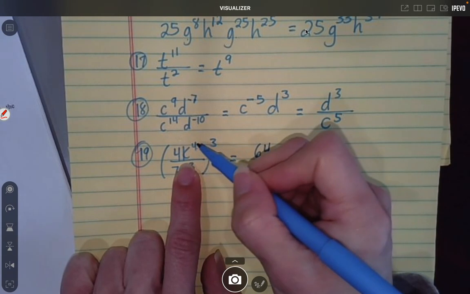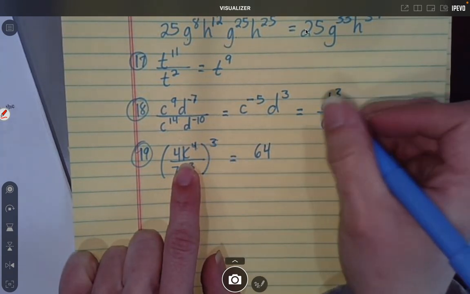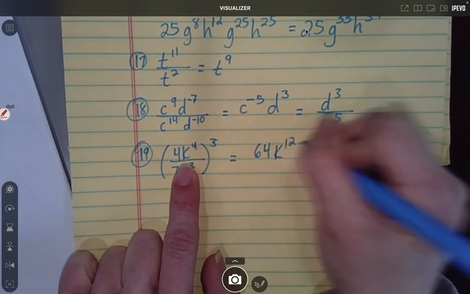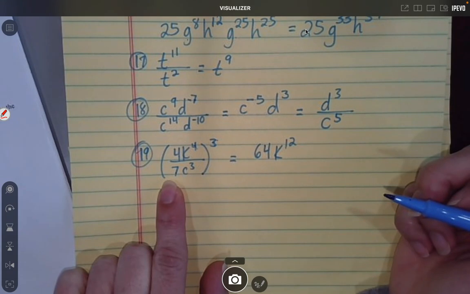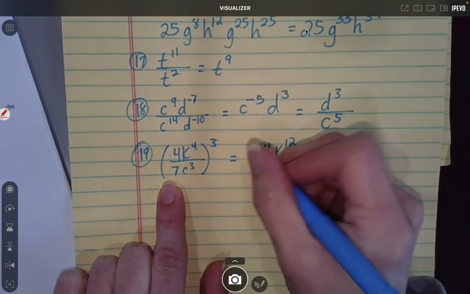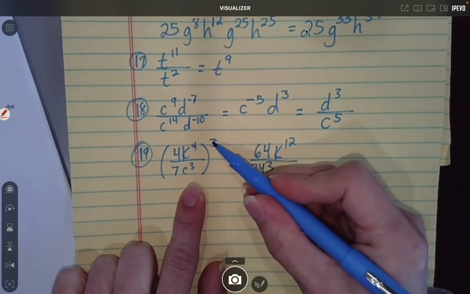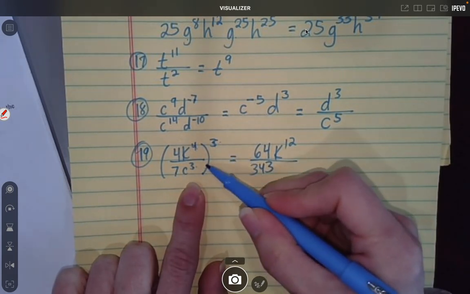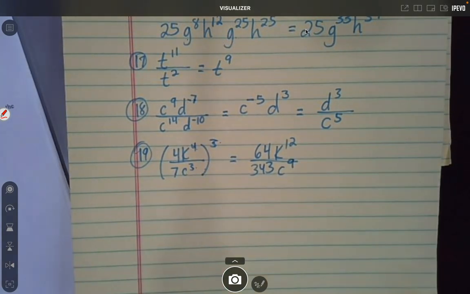What do you do with these two exponents? You have to remember that rule. You multiply: k to the 12th. This one is 7 to the 3rd power. What is that, 343? Yeah, 343. And then what do you do with these two numbers? Multiply. What's 3 times 3? 9. There you go.